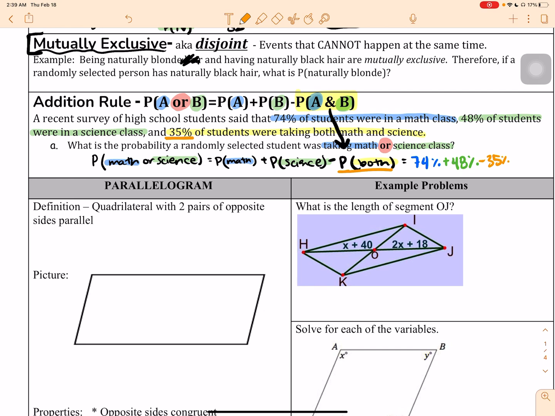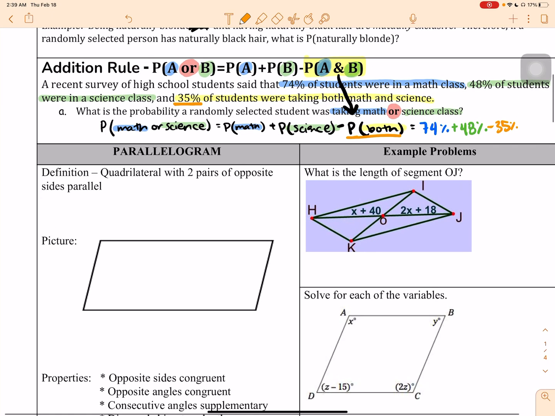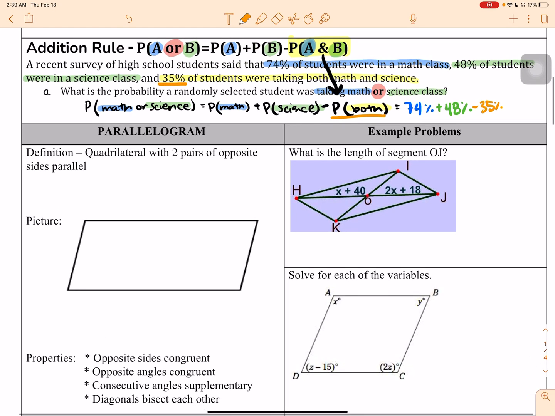If I were to do that, 74 plus 48 would be 152, I believe. Wait, no. 122. I'm doing it in my head right now. Yeah, that should be right. 122. Okay, so there's no way that we can have 122% of people, right? The max is 100% of a group of people. So that's why we have to subtract out both.